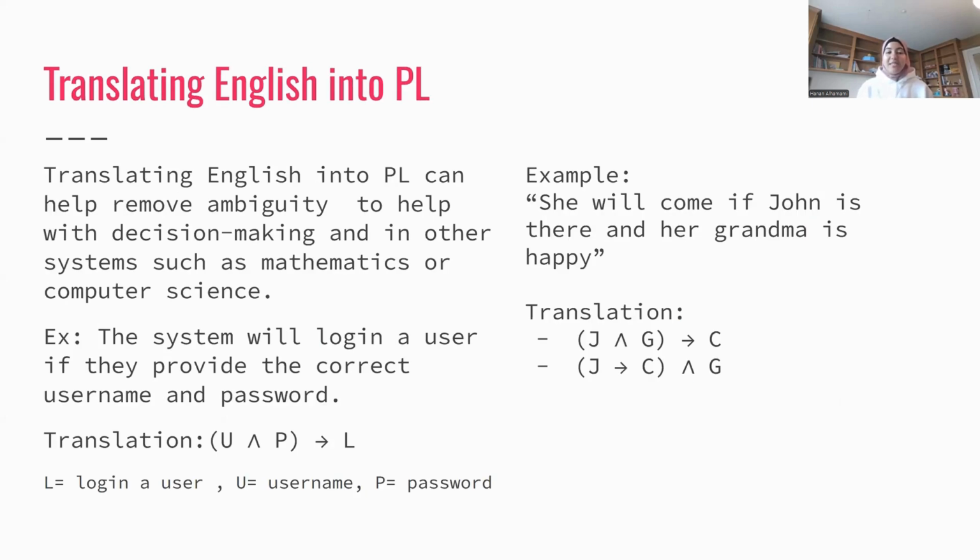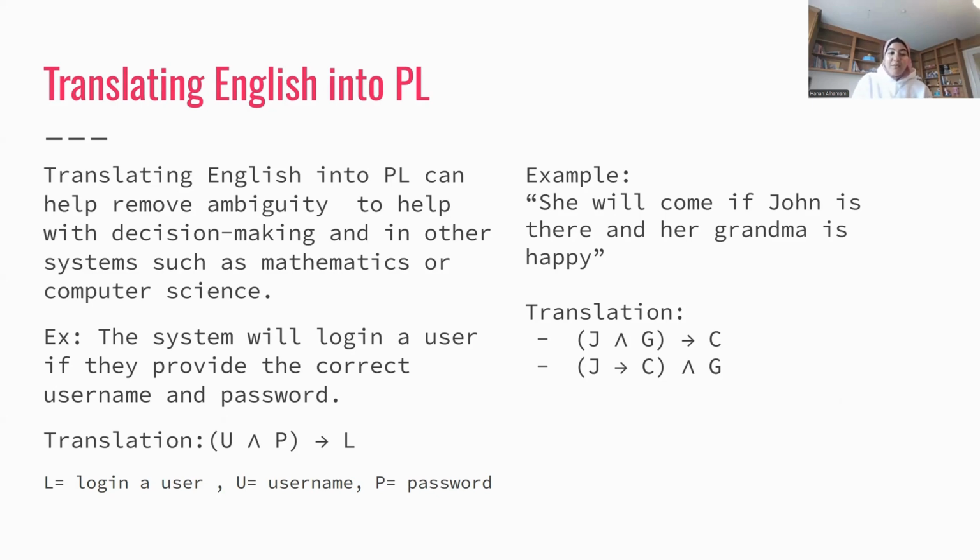All right, so first we'll start with translating English into PL. Translating English into PL can help us eliminate ambiguity from the language, and that helps us in decision making and in different systems like mathematics or computer science. An example of how it can be used in computer science is, let's say we want the system to log in a user if they provide the correct username and password. So the way you would translate it is U would stand for username, P for password, and L for login a user.